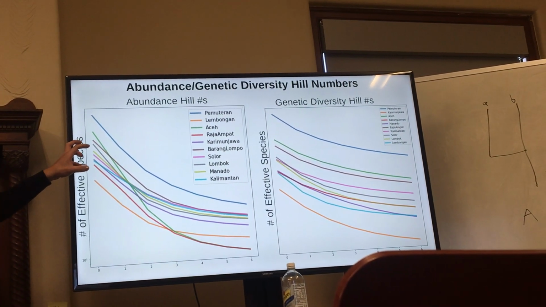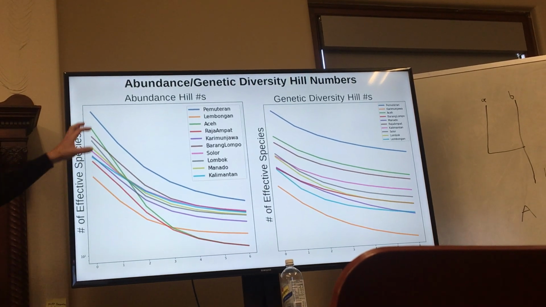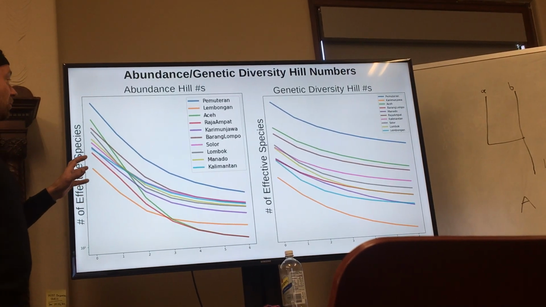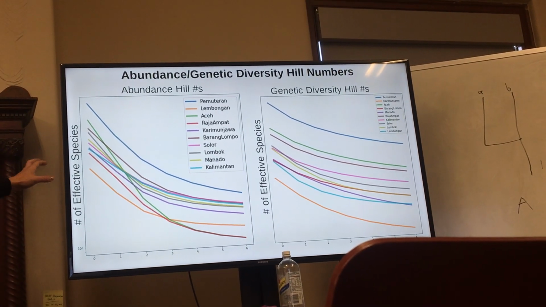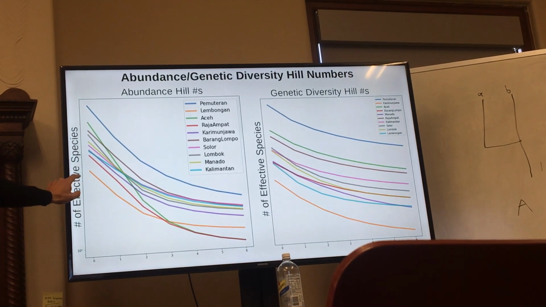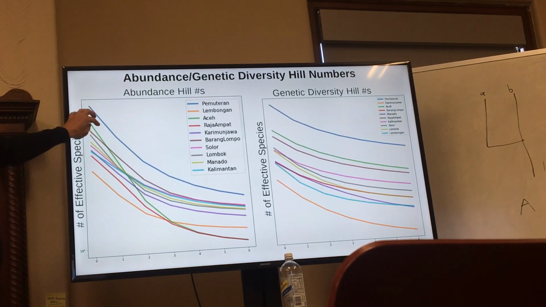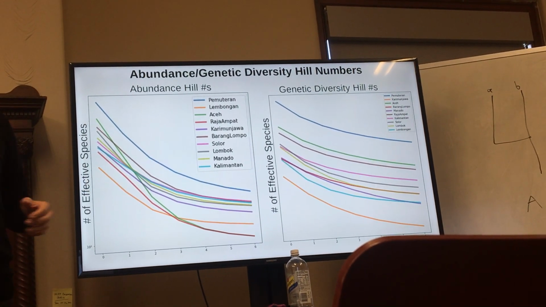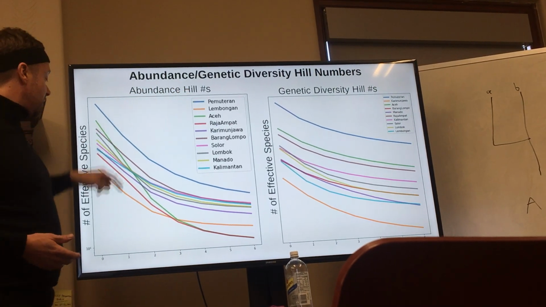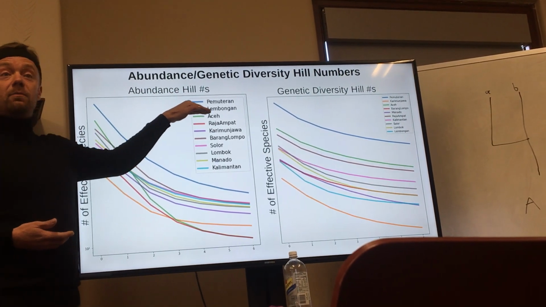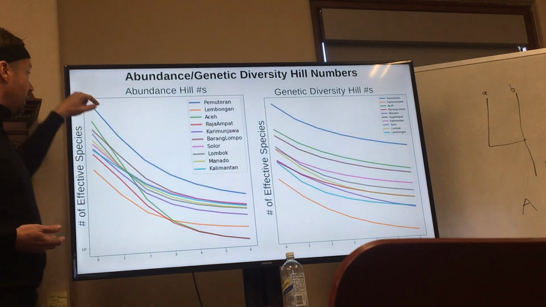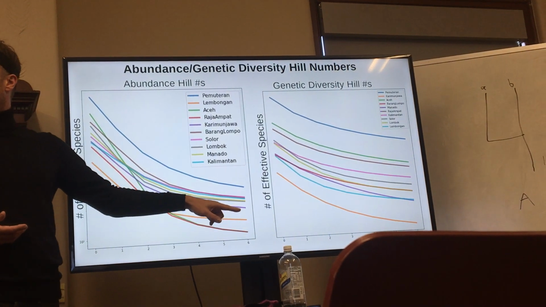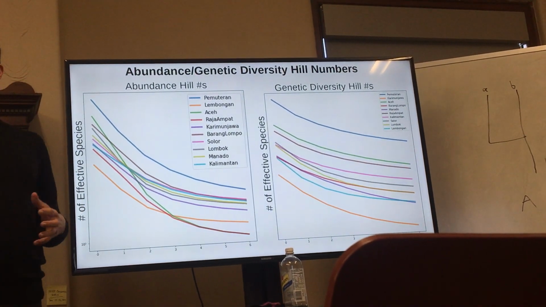So I'm using Hill numbers as summaries of the abundance distributions and genetic diversity distributions. I was talking about Hill numbers earlier. Hill number 0 is species richness. Hill number 1 is essentially a summary of how much dominance there is in a community. If you see a very flat series of Hill numbers, then the community is very even. And if the Hill numbers crunch down really fast, that means there's one or a few species that are very dominant.